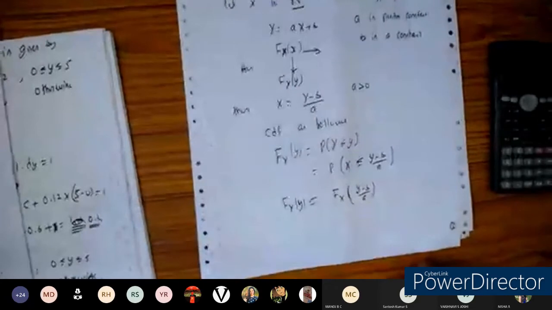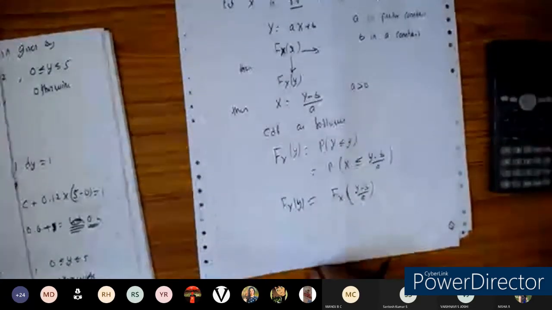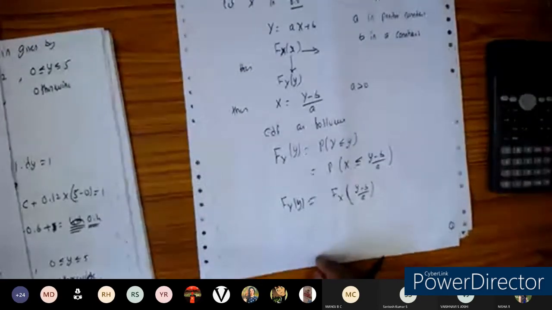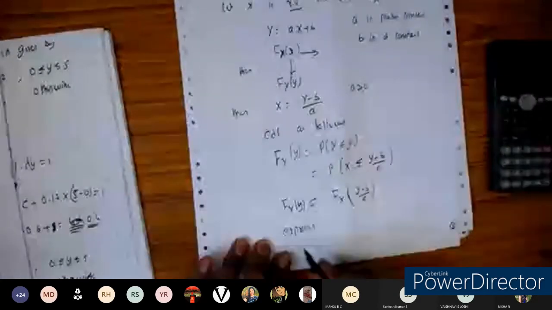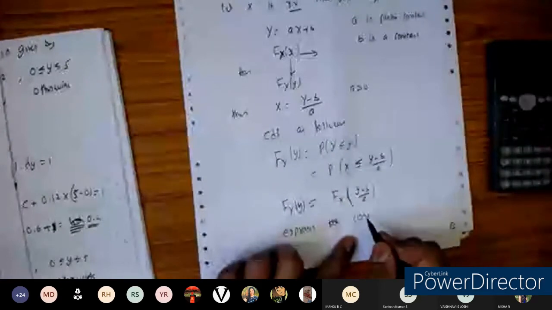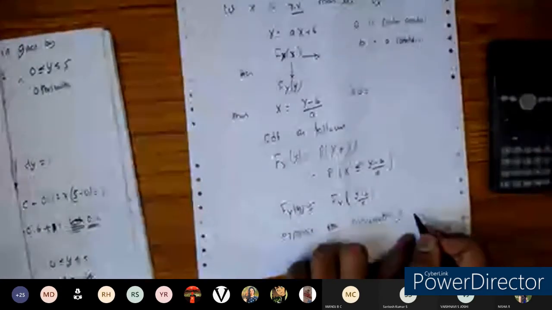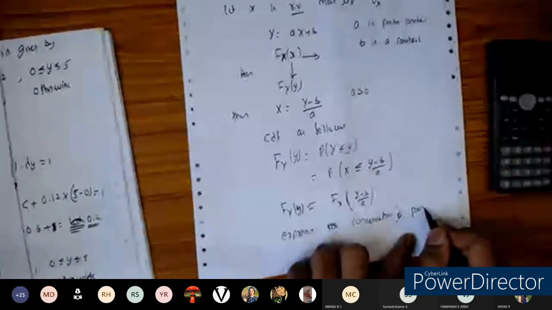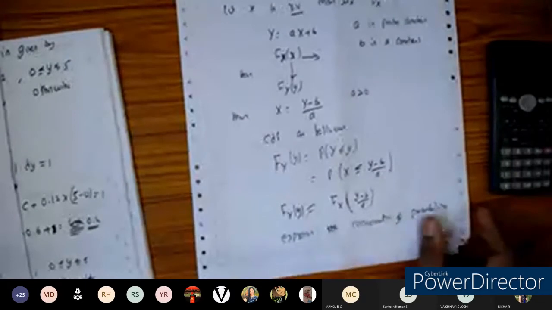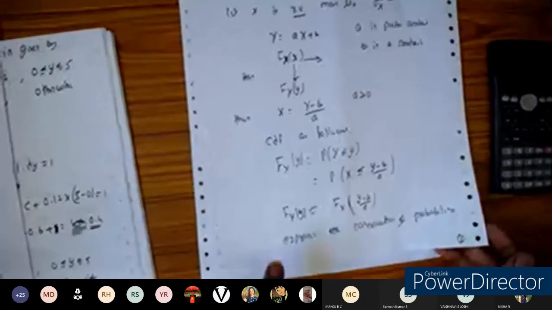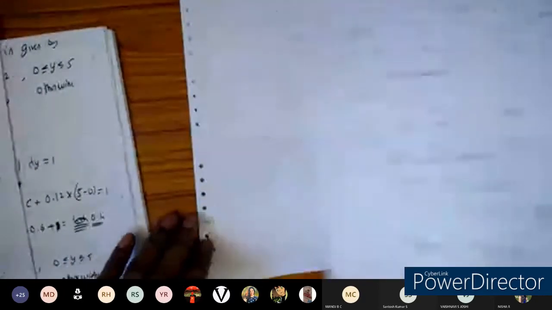So you can take the above expression, the above relation. The above relation expresses the conservation of probabilities. So by using that concept, it has been derived here, conservation of probabilities. Okay. So now you can take the PDF of random variable y.